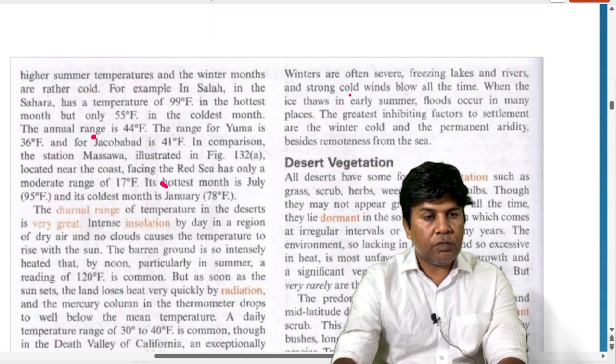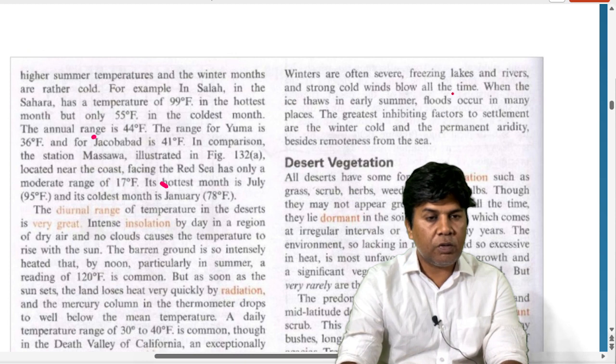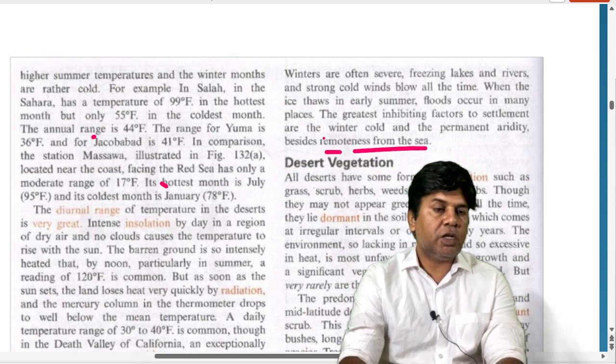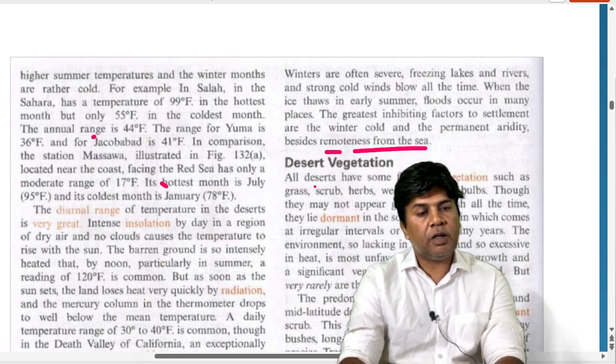Winters are often severe, freezing lakes and rivers, and strong cold winds blow all the time. When the ice thaws in the early summer, floods occur in many places. A great inhibiting factor to settlement is the winter cold and the permanent aridity, besides remoteness from the sea. So this is exactly the climate of the temperate desert.